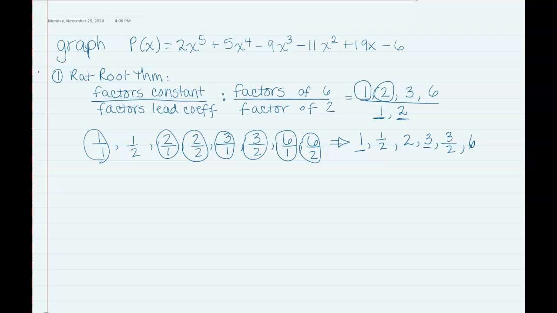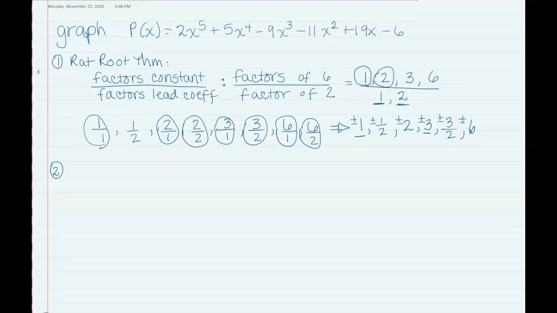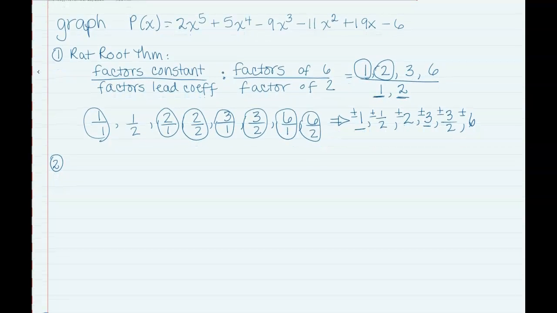So remember, because we didn't take into consideration the positives or negatives, all of these can be positive or negative. We didn't take that into consideration when we were finding the factors, but I will here at the end. So after we do that, the second thing we need to do is start guessing. We're going to use synthetic division and these numbers that we found here to determine which one will be a factor or not.